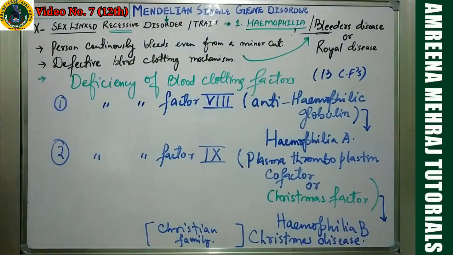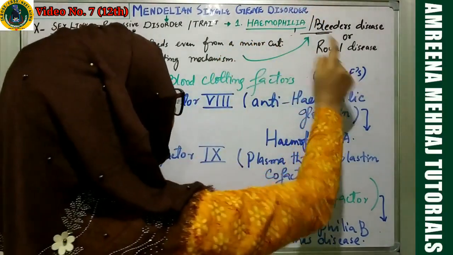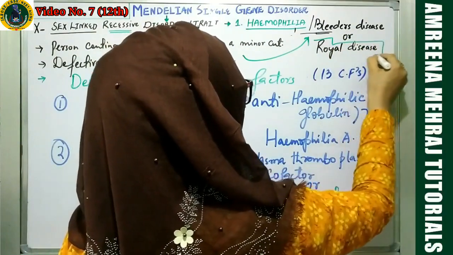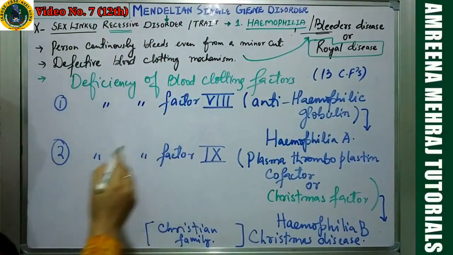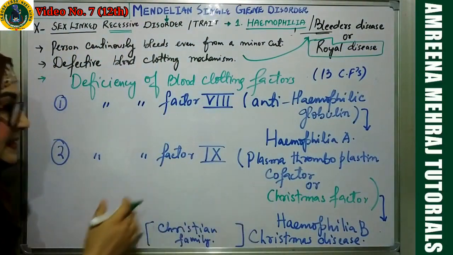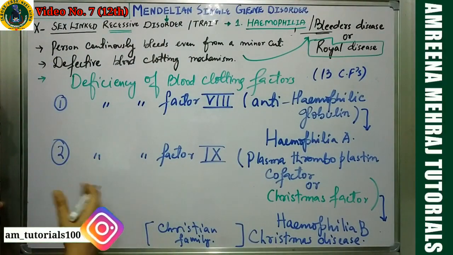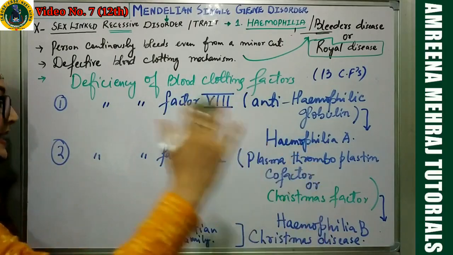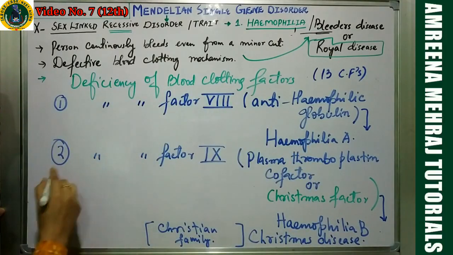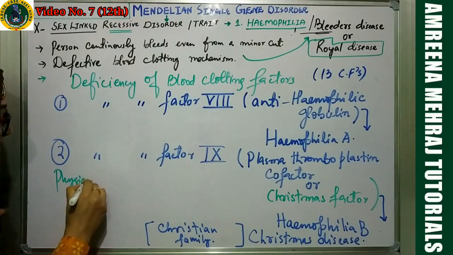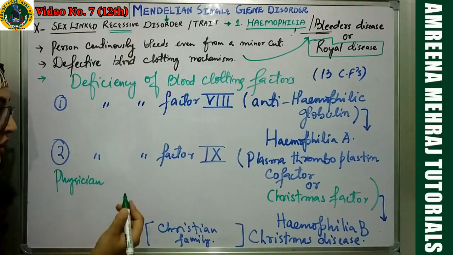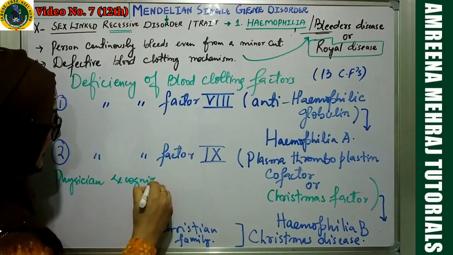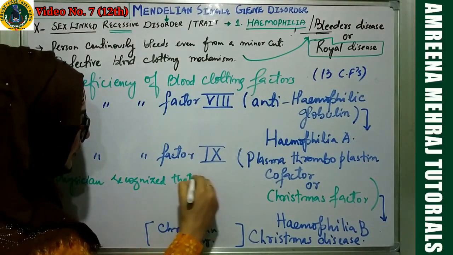Now, my dear students, you got to understand why bleeder's disease. Let me give you an idea why royal disease. Royal means the family, a royal family. This particular disease was investigated and recognized to be a hereditary disease. It can run in families. That was first recognized by a physician. So let us remember the name of the physician, the doctor, who recognized what?